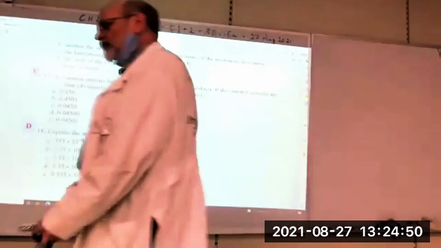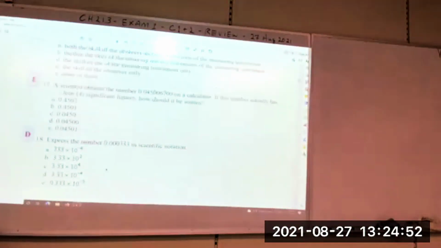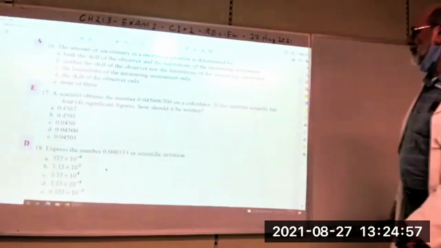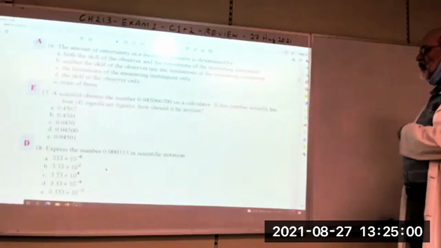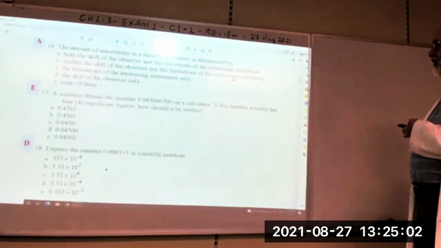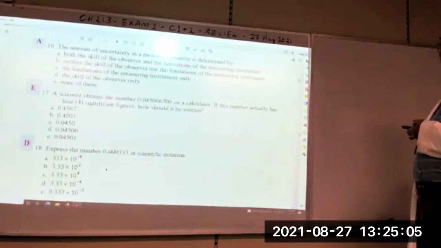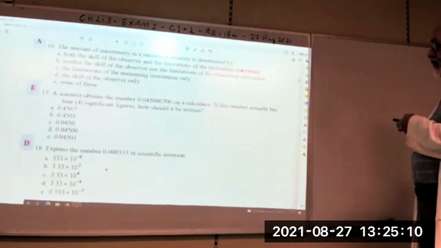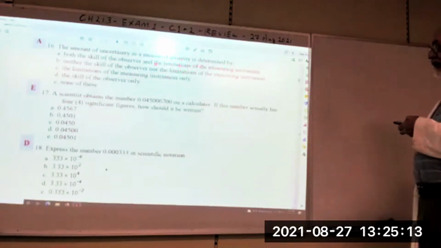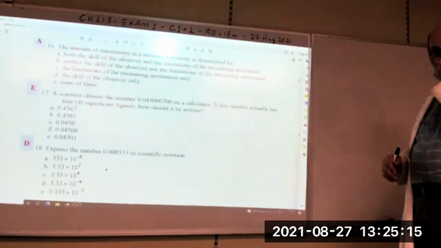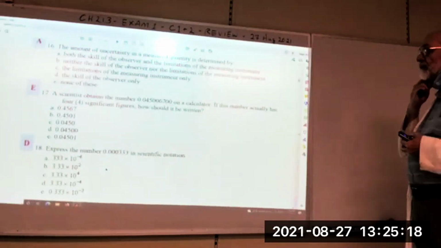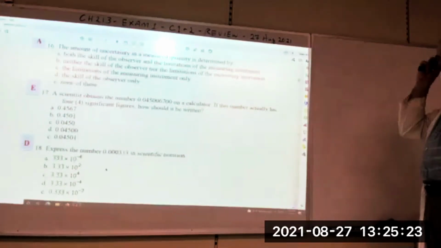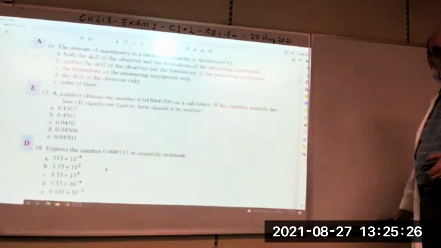We better look at that one also. Number 16. Here we go. The amount of uncertainty in the measured quantity is determined by what? The skill of the observer or limitations of the instrumentation? Actually, both. You're going to have defined limits on your instrumentation. And then the observer is pretty variable. Someone using the instrument will have variable, sometimes widely variable skill set. How well do they operate the instrument?